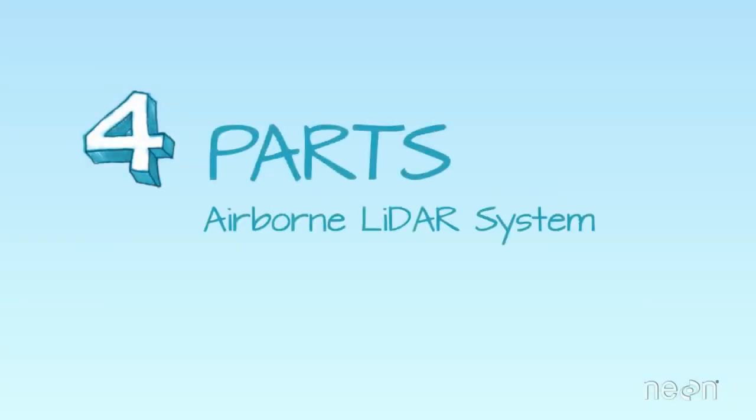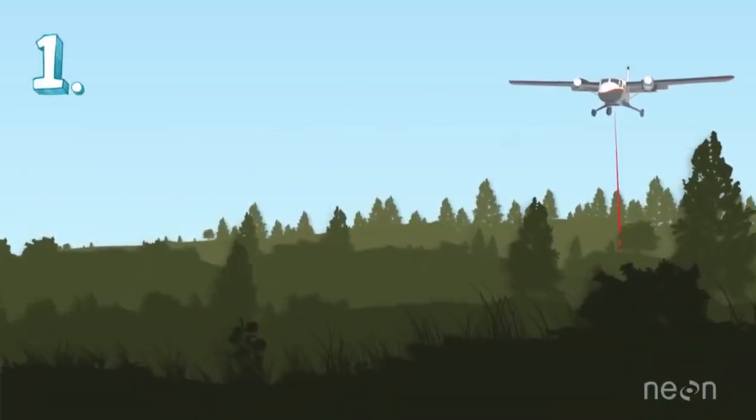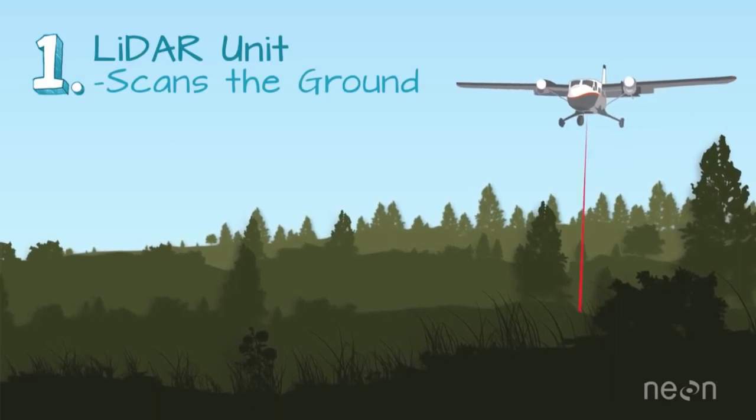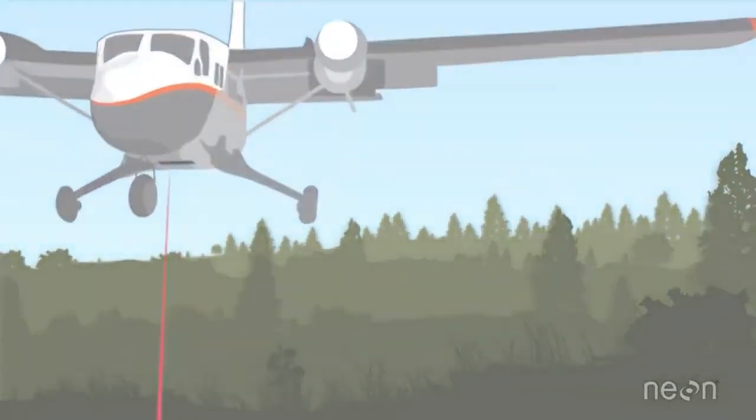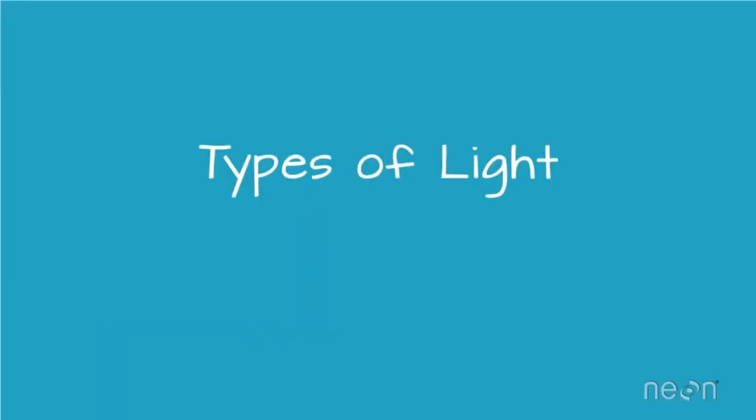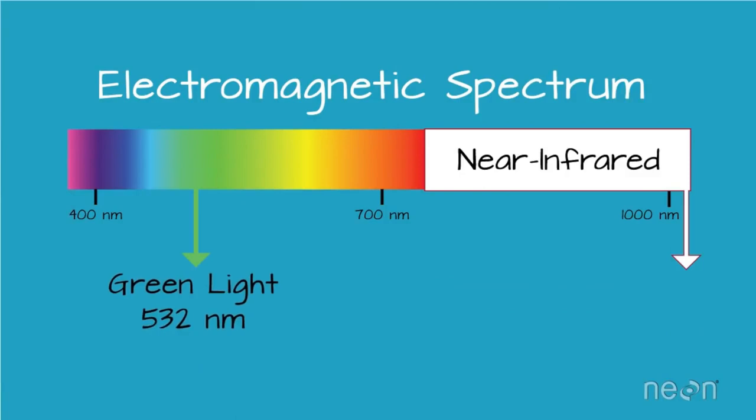So to get how lasers are used to calculate height in airborne LiDAR, we need to understand the four parts of the system. First, the airplane contains the LiDAR unit itself, which uses a laser to scan the Earth from side to side as the plane flies. By the way, for you remote sensing geeks out there, the laser system uses either green or near-infrared light because these wavelengths or types of light reflect strongly off of vegetation.